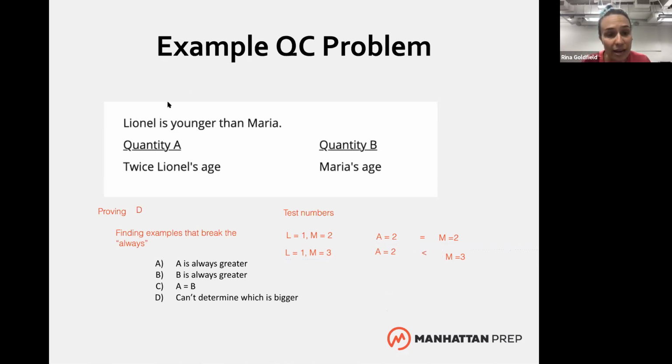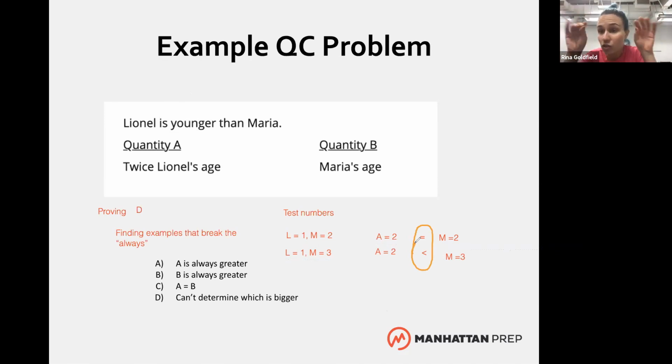So these two cases show us we can break the "always." We don't have an always relationship between A and B. So D is the right answer here. Okay, so that's our first test example. And this is showing us our fundamental mechanism where our task is quantitative comparison.